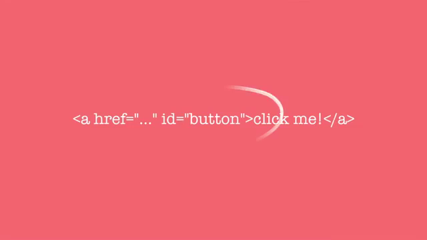Don't worry, we'll wait. I think they're gone. The first of these special attributes is called an ID, and it looks like this. The second of these special attributes is called a class, and it looks like this.